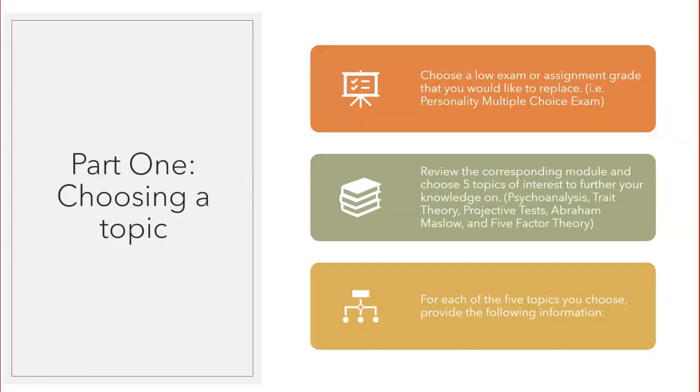Part 1, you're going to choose a topic. So let's go look at the different steps. Number 1, choose a low exam or assignment grade that you would like to replace. For example, say you did not get the score that you would hope for on the personality multiple choice exam. That could be the grade that you would like to replace with this project.